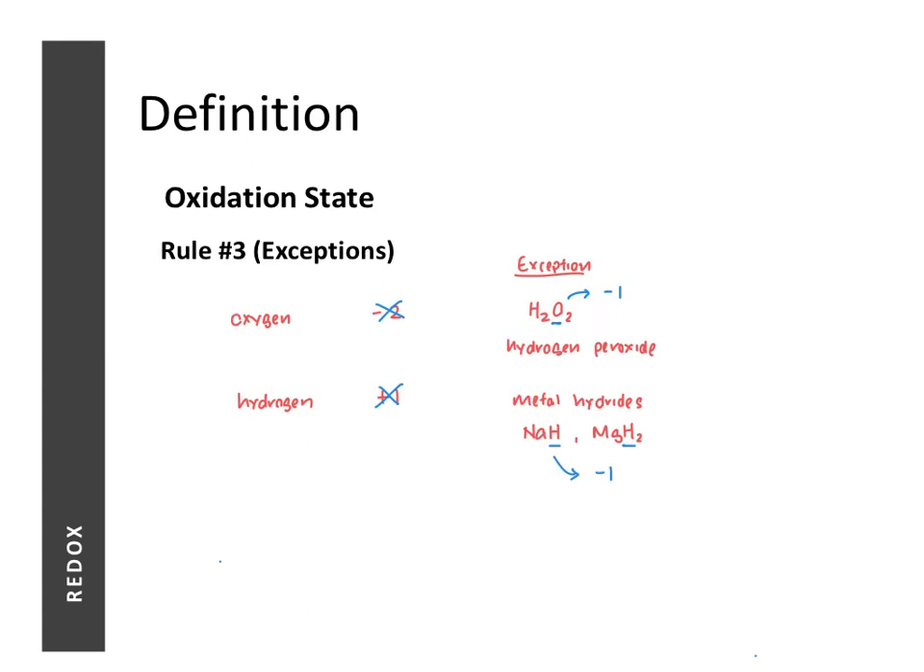Okay, so in summary, oxygen when formed in a compound always has a fixed oxidation state of -2, except for hydrogen peroxide where it is -1. Hydrogen, when it's combined in a compound, always has an oxidation state of +1, except for metal hydrides where it has an oxidation state of -1.